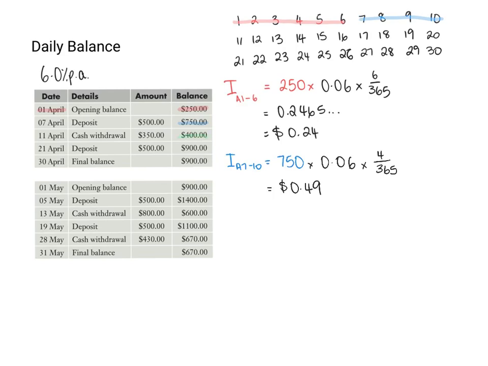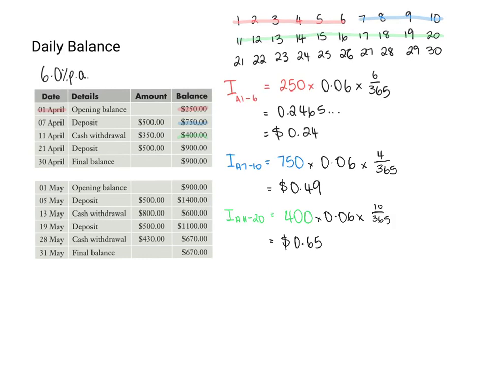Next section we will look at the 400 balance. That was from the 11th all the way to the 20th. So it's going to be this whole section here, which is going to be our 10 days. So the interest from April 11 to 20 is going to be the 400 multiplied by the 0.06, and this is 10 days. So it's going to be 10 over 365. That is going to give us the daily balance for that section of 0.65 or 65 cents.